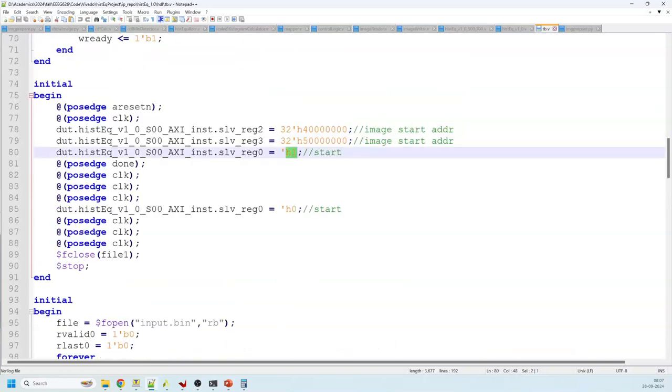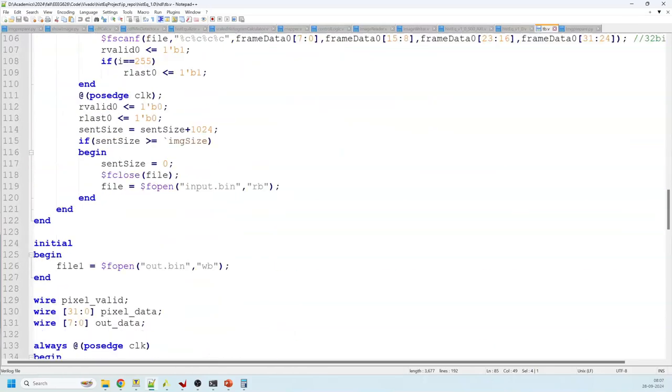For starting processing, I am setting it to 1 and waiting for the done signal from the IP. This is like the input coming from the IP. Once the interrupt is received, I am clearing it. This is kind of emulating our software, which we will be writing later.